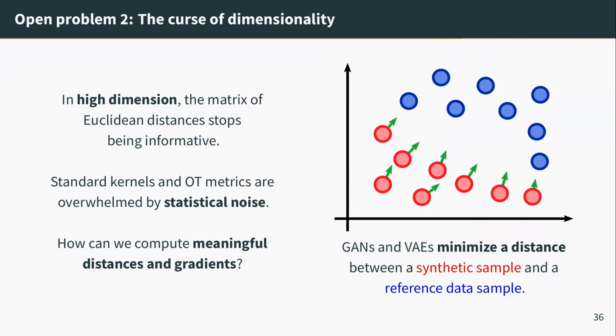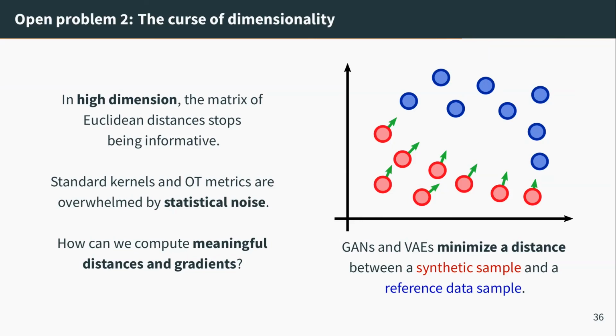Open problem 2, as always in this lecture, is the curse of dimensionality. Okay, the fact that in high dimension, the matrix of Euclidean distances stops being informative. That's what we saw earlier in many different lectures. And so all the standard kernels or optimal transport metrics that I showed you are completely overwhelmed by statistical noise. Basically, it's useless to say, I use a Gaussian or I use a squared Euclidean distance if your squared Euclidean distances are just constant plus noise. And we saw that this is what happens with white noise.